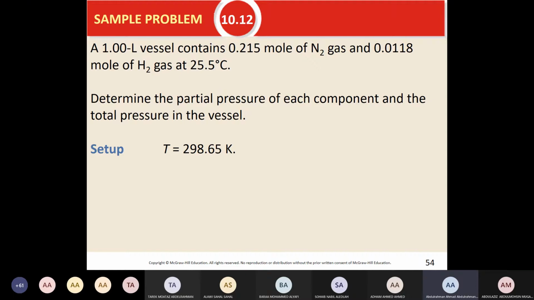We have a 1 liter vessel containing 0.215 mole N2 gas and 0.0118 mole H2 gas. Determine the partial pressure of the components and the total pressure of the vessel. Let's do it one by one. What will be the pressure of hydrogen, H2 gas only?